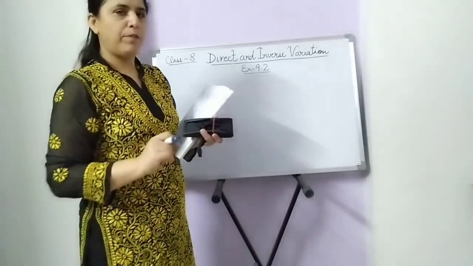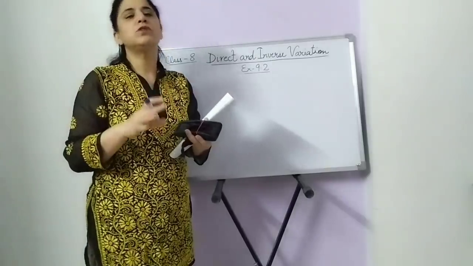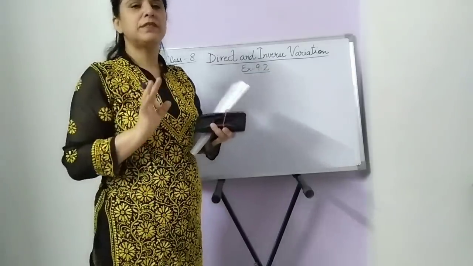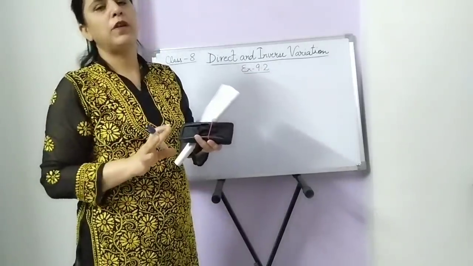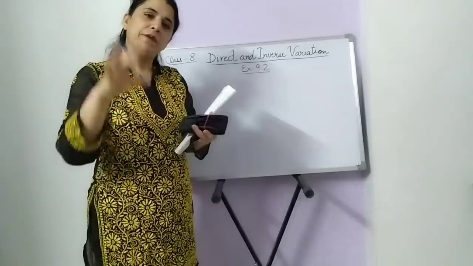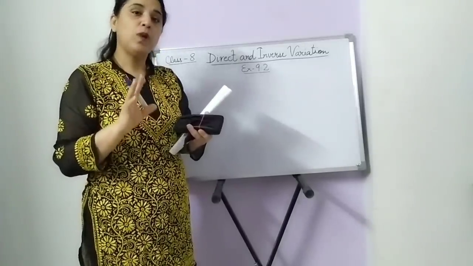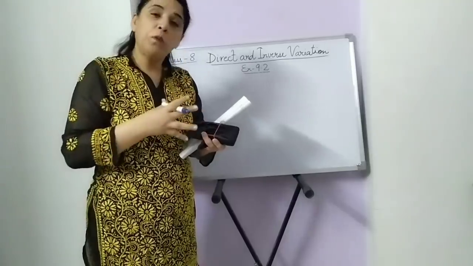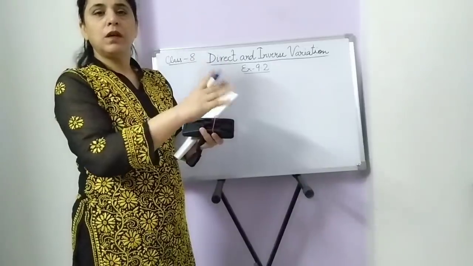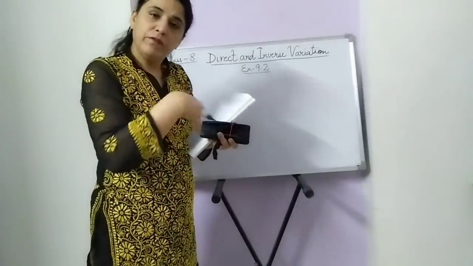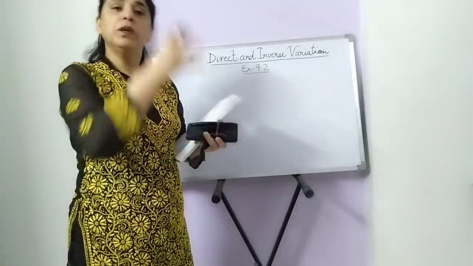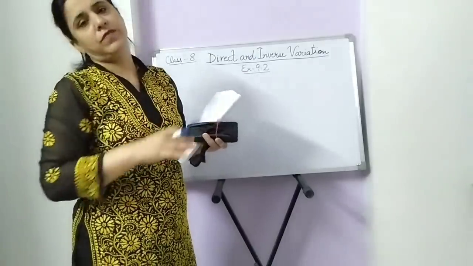Now what happens if some guests come to your house? Suppose 4 guests have come and they are going to stay at your home for a week. Now what will happen to the ration? Will the ration last for the same amount of time? No. Why? Because now there are more people and the amount of food is constant. It will be consumed early. So the more the people, the fewer the days the ration will last.